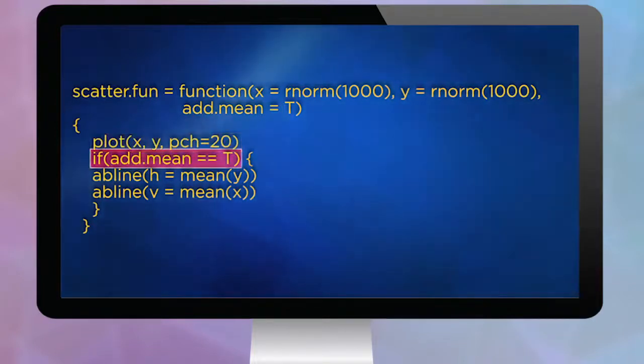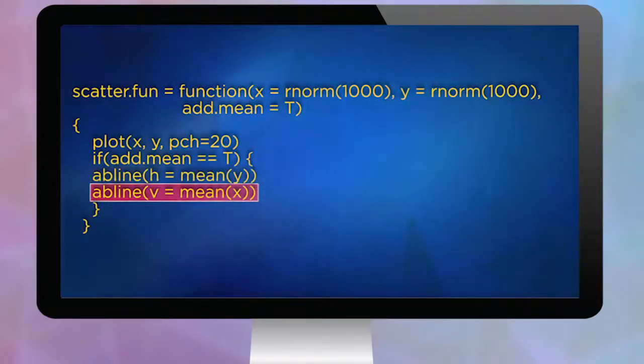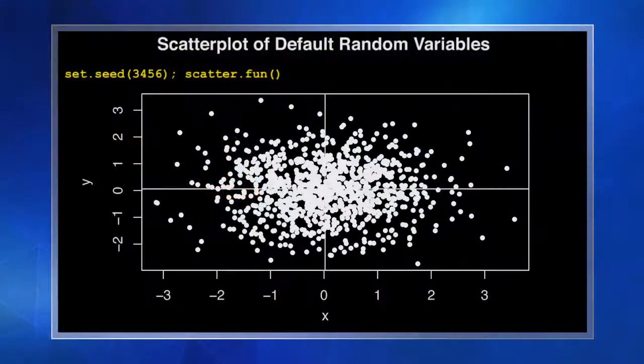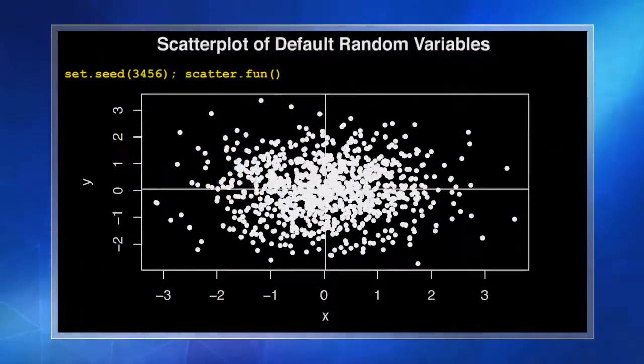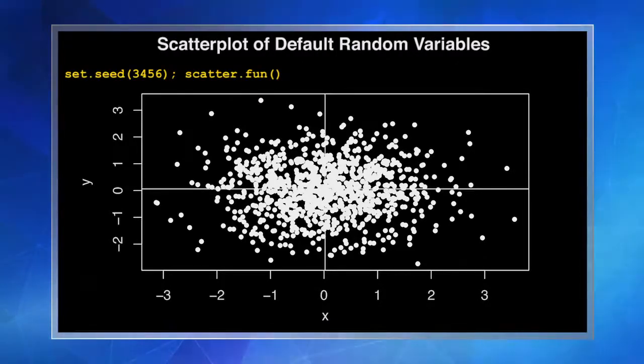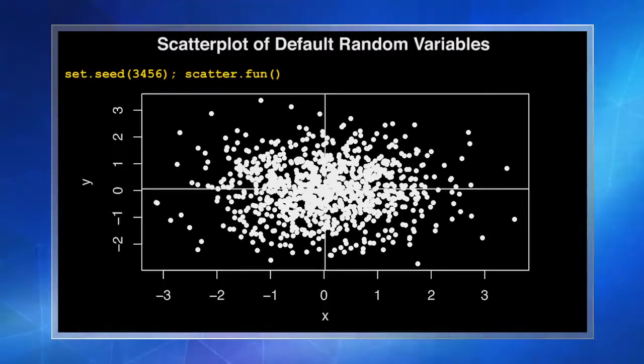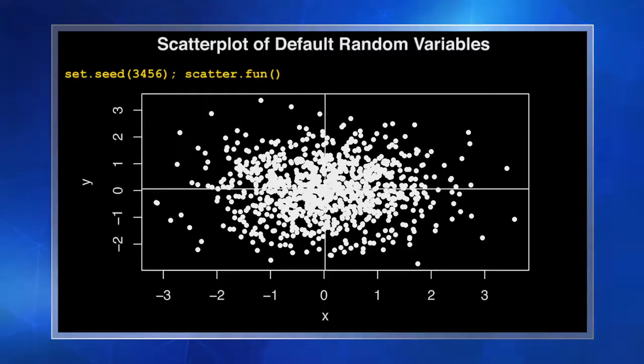Now, if my add.mean is equal to true, I'm going to add a horizontal line at the mean of y, and I'm going to add a vertical line at the mean of x. So that's our code. Let's run it just on the default. So here we just did scatter.fun, open and close parentheses. So what that's doing is automatically just generating 100 random normal variables. And then it's going to do the mean of x and the mean of y, which are the two lines you see here, the vertical line at 0 and the horizontal line at 0.